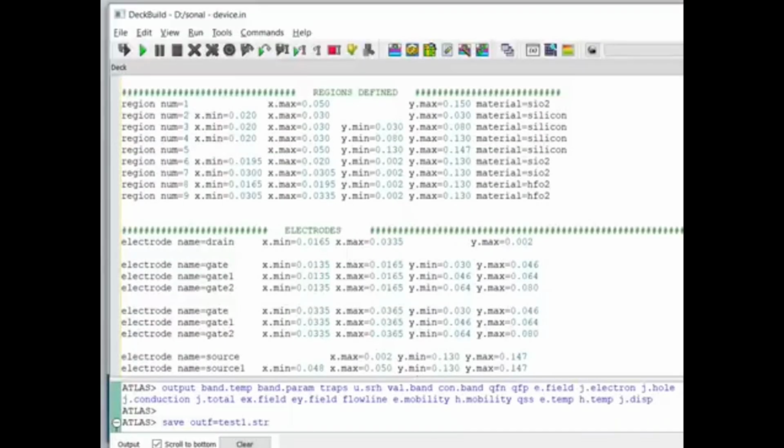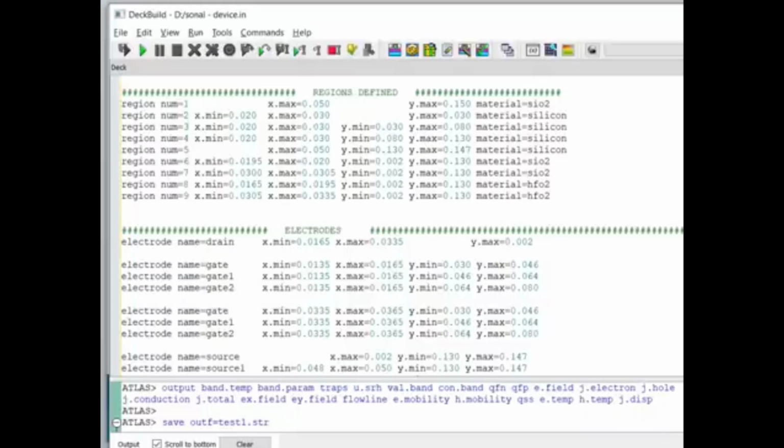X maximum is 0.050, and X minimum is not mentioned in the code. This means you have to understand that the minimum value of X is taken as X minimum. Same for Y: Y maximum is 0.150 and Y minimum is the minimum value of Y, which is 0. And regions 2, 3, 4, 5 are used for the silicon material.